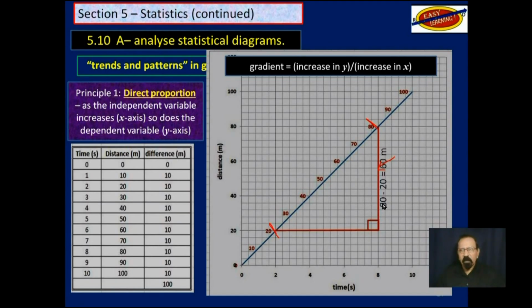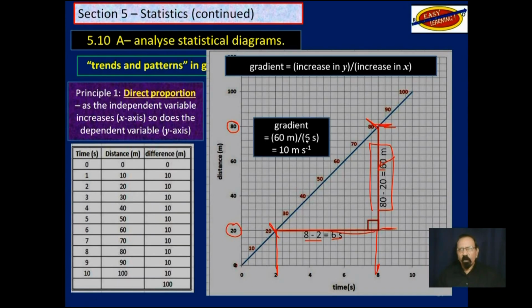So the increase in y, we are starting y here at 20 and we are going to 80. So that would be 80 minus 20, which would give us 60. So from here to up there is 60 meters. And the increase in x, we are starting here, that's x there, which is 2. And we are ending up here, which is 8. So that red line there, that's the increase in x. So 8 minus 2, that will give us 6 seconds.